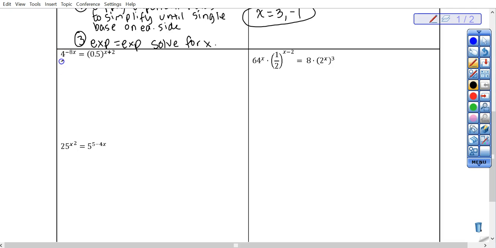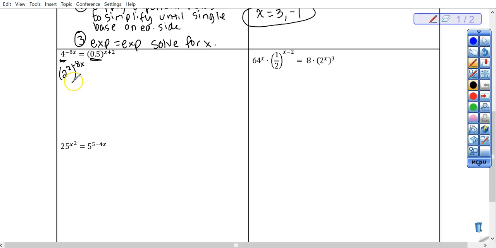Here we have a base 4 and a base half. And neither of those, I can't make 4 into a half. I can't make half into a base 4. So I'm going to have to make them into their common base. So I'm going to go with a base 2 because 4 I can write as base 2 squared. 4 is 2 squared to the negative x. So I'm just using substitution, replacing 4 with a 2 squared.